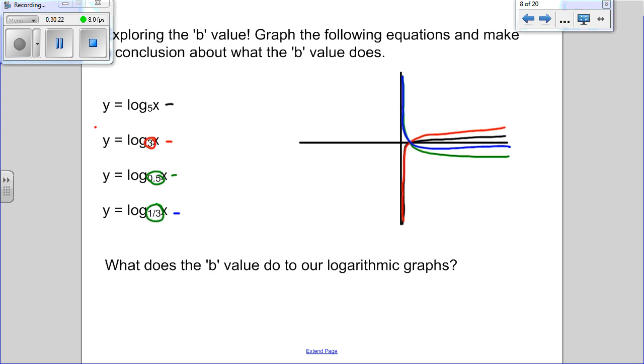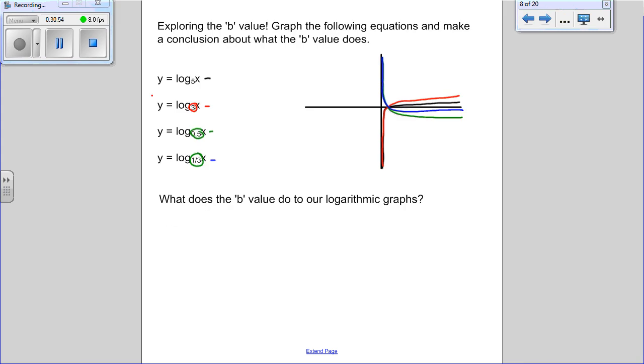So just like the b value on exponential graphs determined how sharp things were happening, the same thing is happening here. It's determining how sharp things change. So if you're greater than 1, the further away from 1 you get, the sharper it is. The closer you get to 0, if you're less than 1, the sharper it is. So the b value is affecting the rate of change, or how sharp it is. But it's the exact same concept.